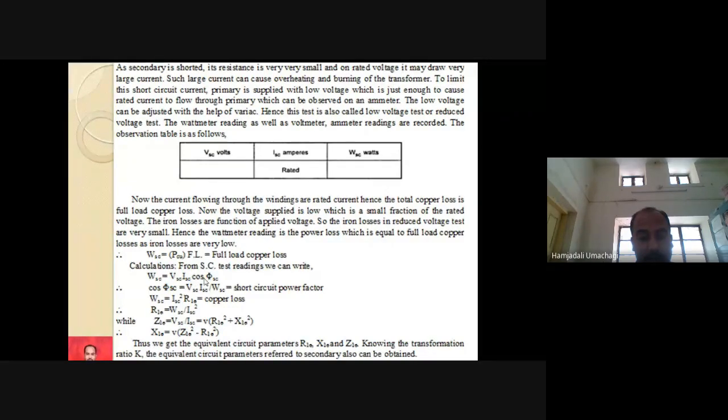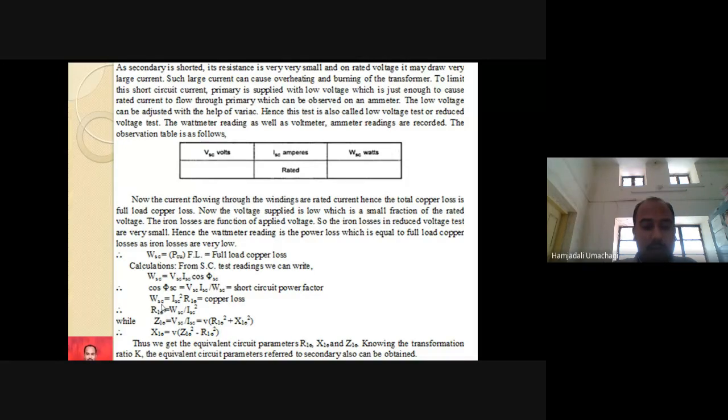Wait a minute, there is some mistake here. It should be cos phi SC is equal to WSC divided by VSC into ISC. Make that correction, all of you. From this equation, cos phi SC is equal to WSC divided by VSC ISC, and this cos phi SC is called the short circuit power factor in the case of the short circuit test. If it is a no load test, then it is called the no load power factor.